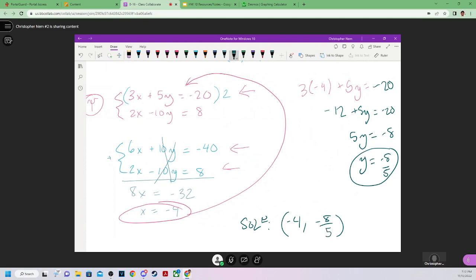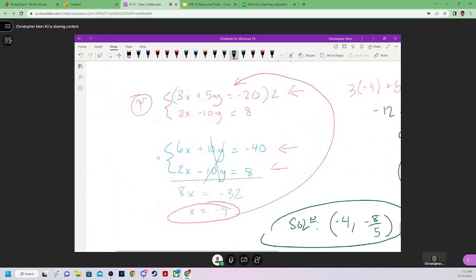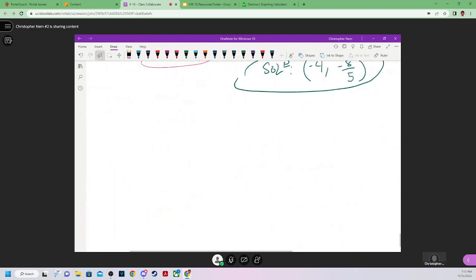So we found a solution to the system doing elimination. We had to scale that first equation by 2. Well, let's go on with another one now. This is more and more practice. I think the more practice, the better for these problems.